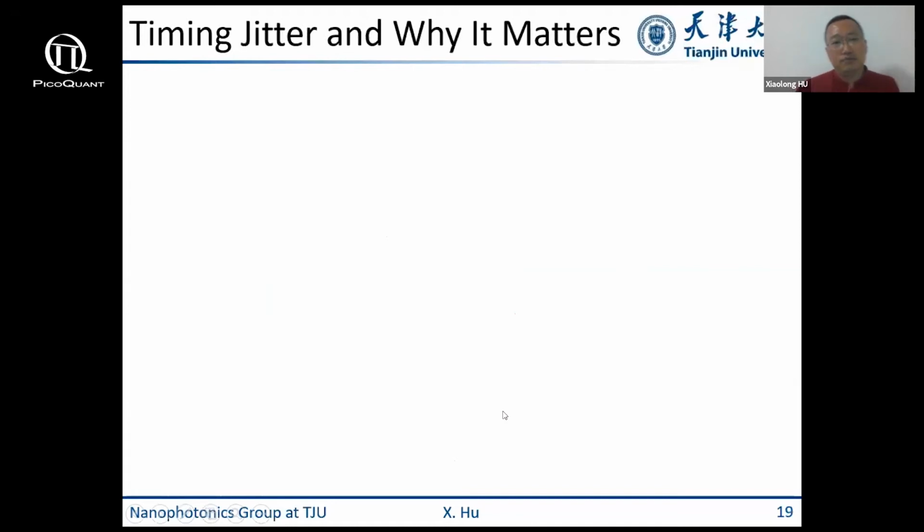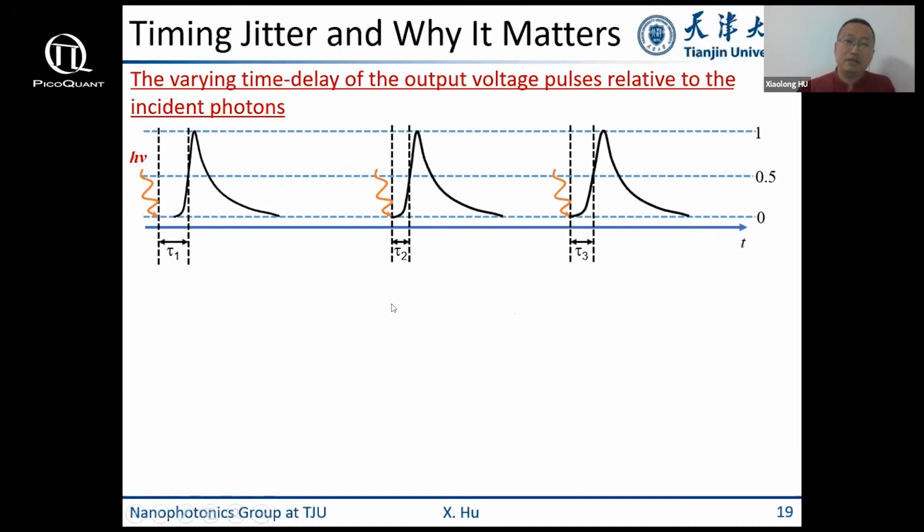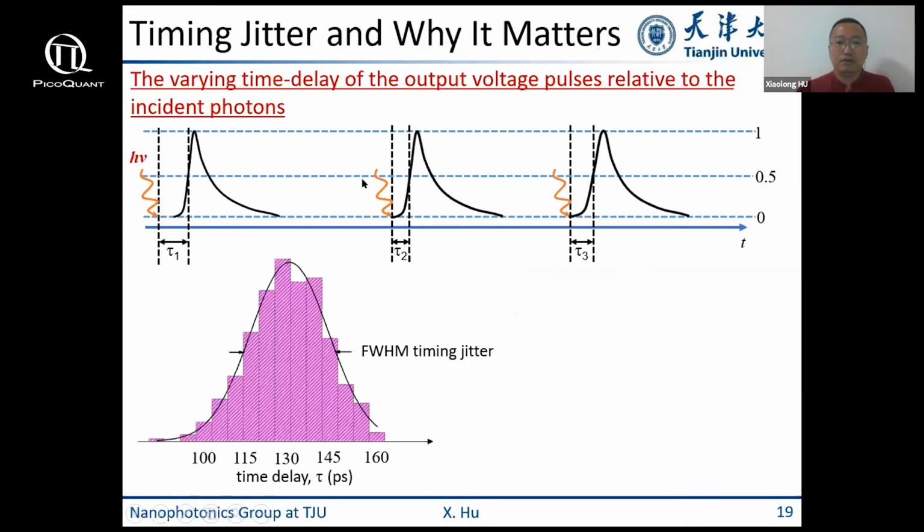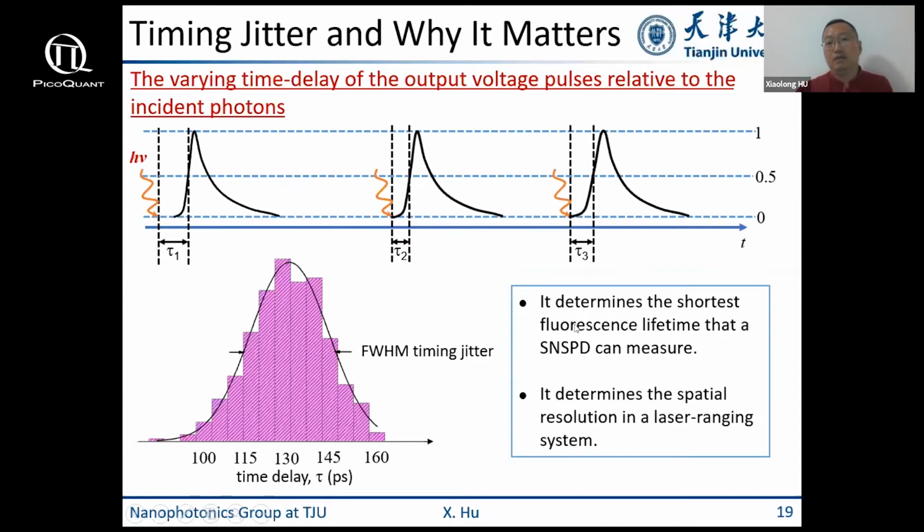Then I'm going to move on to talk about timing jitter and why it matters. Just to be clear, let me define timing jitter. It is the varying time delay of the output voltage pulses relative to the incident photons. We can measure those time delays and do statistics, like a Gaussian distribution, and use the full width at half maximum to quantify the timing jitter. It is important because timing jitter determines the shortest fluorescence lifetime that an SPD can measure, and determines the spatial resolution. In a laser ranging system, we use SPD as a receiver. So that's why we need to reduce timing jitter.